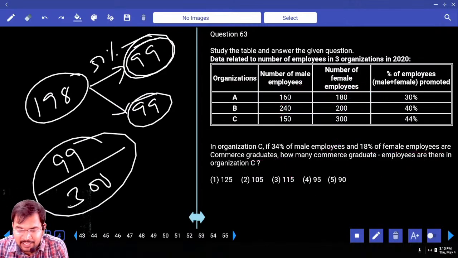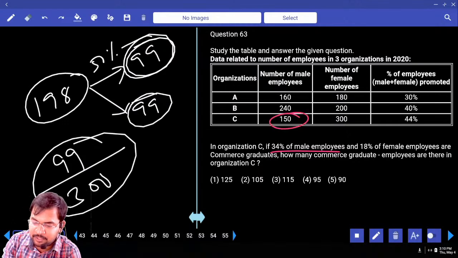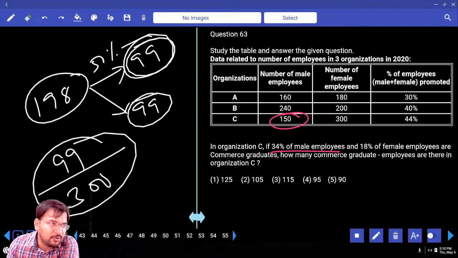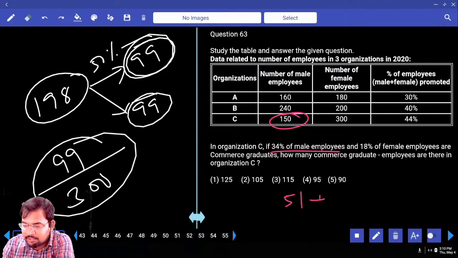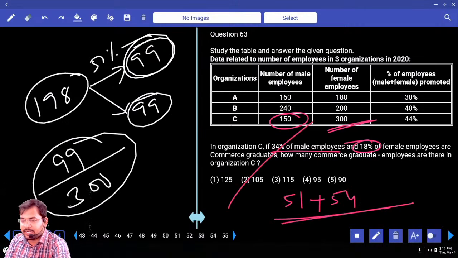Next, in organization C, 34% of male employees and 18% of female employees are commerce graduates. How many commerce graduate employees are there in organization C? So 34% of male. How many males? 150. So 34% is, 30% is 45 and 4% is 6. So 45 plus 6, 51. Then 18% of female, 18 3s together is 105.